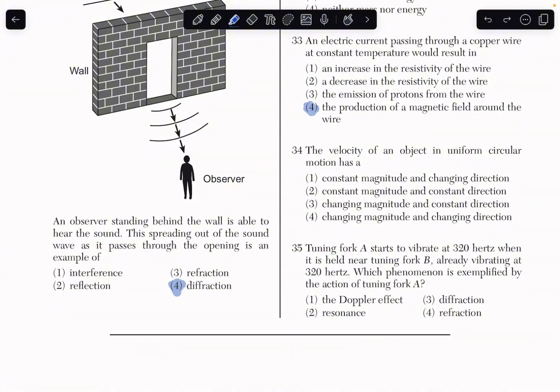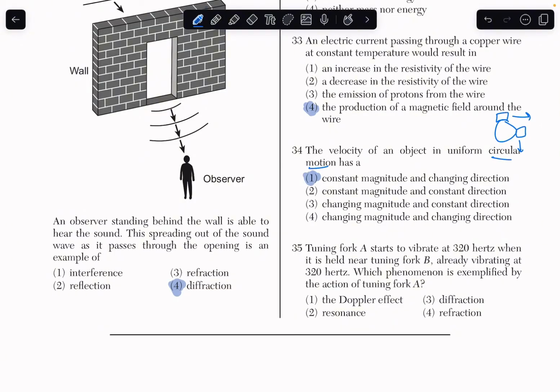34. The velocity of an object in uniform circular motion has a 1. Constant magnitude and changing direction. In this question, we know that they're talking about centripetal force because it says right here that it's circular motion. If the centripetal force is uniform, that means the speed is constant. However, the velocity is not. This is because velocity is dependent on direction, and the direction of the object is constantly changing. For example, if this object right here is moving in centripetal motion, over here the direction is going this way, while over here it's going this way. Right? So you see the direction changing. So that means that the circular motion has a constant magnitude, the speed stays the same, but the direction constantly changes.